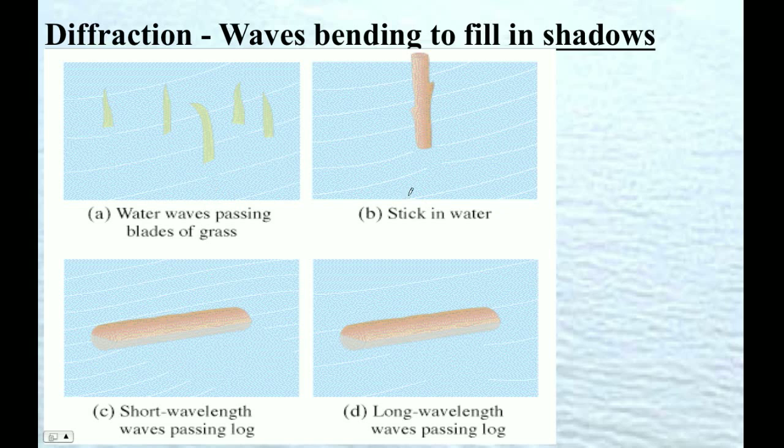This is a diagram that's supposed to show that long wavelengths have less of a shadow behind them. Short wavelengths, there's more of a shadow. So short wavelengths diffract less than long wavelengths. Okay, long wavelengths diffract more like this, right?